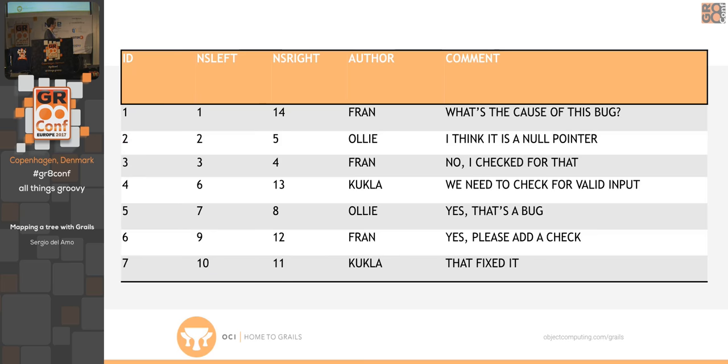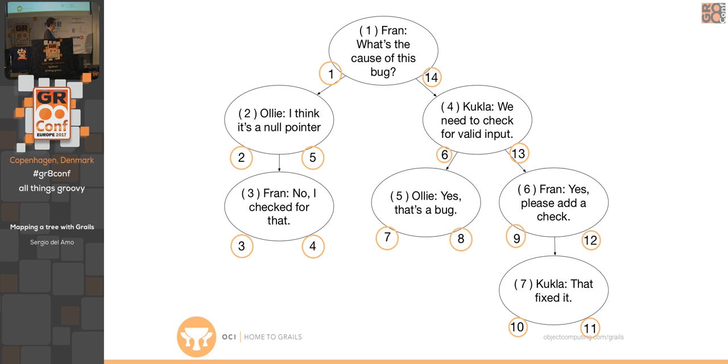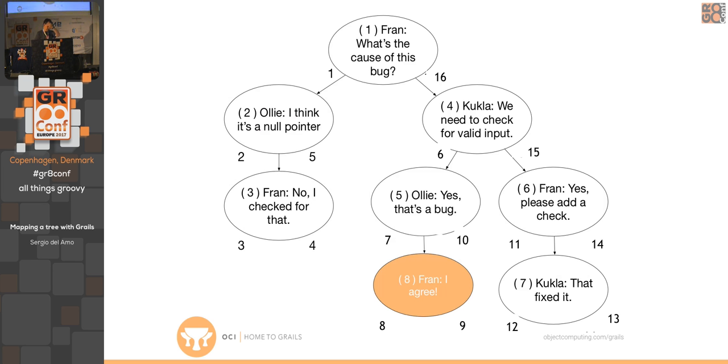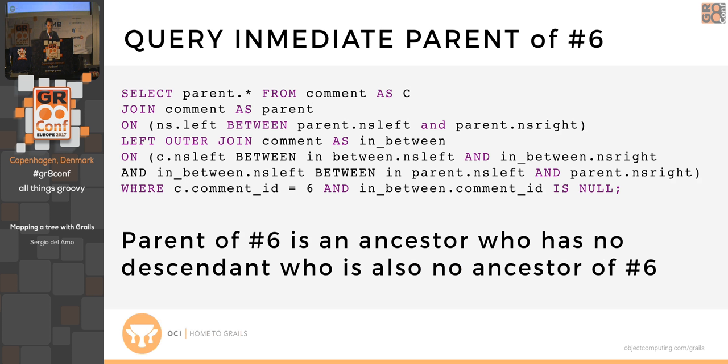So remember, here in the tree, all these values are going to change because inserting this basically forces us to recalculate this. So this way of mapping a tree into a database, if you have a lot of insertions, is probably a bit challenging. It's probably not the way to go. If you don't have a lot of insertions, you get some advantages in the querying. Querying the immediate parent also is a bit complicated. So if that's your use case, that's tough as well.